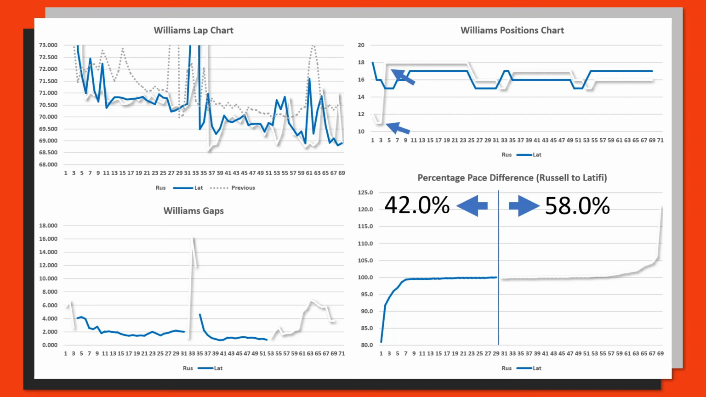But now moving over to the two charts on the left, we can highlight this section between the two green arrows where they are very, very, very equal. And again, that is seen in the gaps chart. But Nicholas Latifi, after Russell's pit stop, is the lead Williams. But the gap comes down from about 4 seconds to about 2 seconds. But from about lap 7 to lap 31, it stays at 2 seconds.